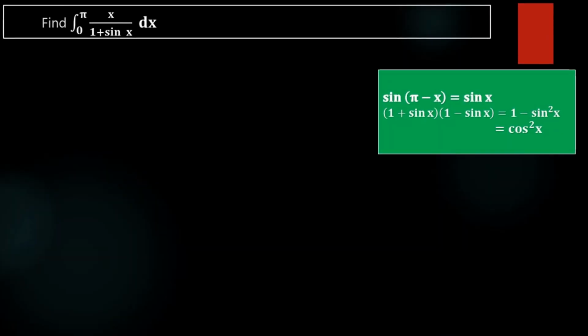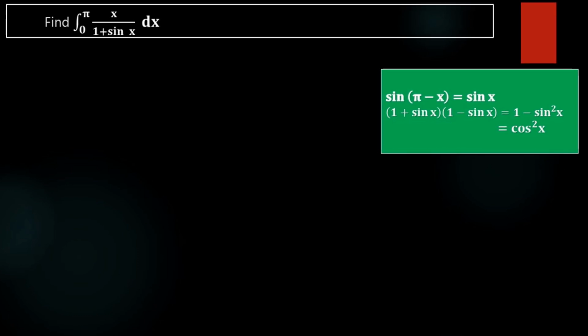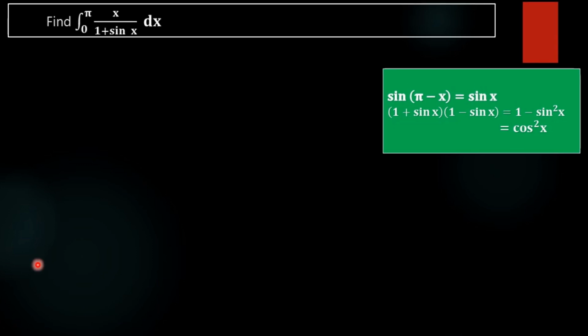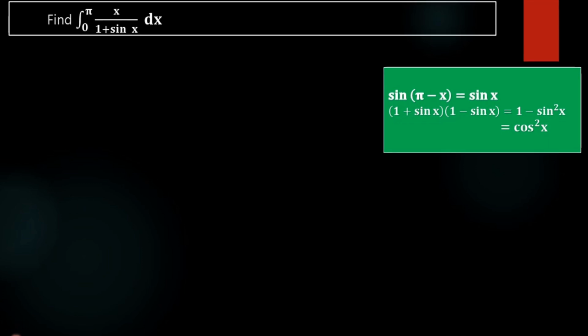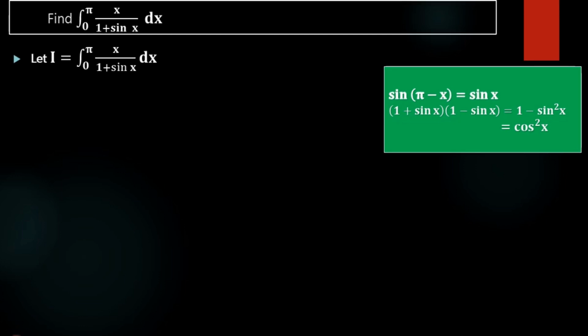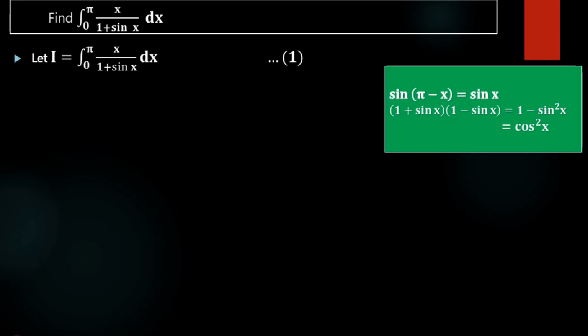Find the integral from 0 to pi of x by 1 plus sin x dx. So we have to find the value of this definite integral. In order to find the value of this integral, at first take I equal to integral 0 to pi x by 1 plus sin x. Take that as equation number 1.